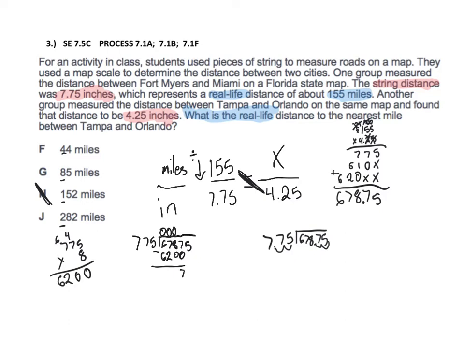Now we can subtract, bring down our 5. Now, we know the first number in our answer is an 8. So we can rule out F and J and H. So G is our only answer.